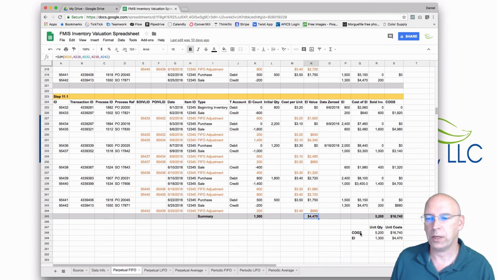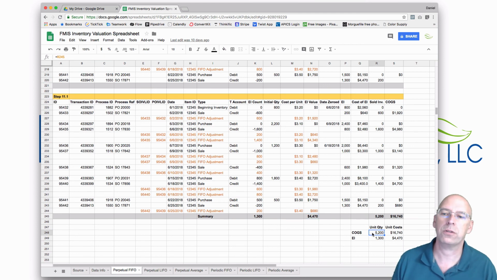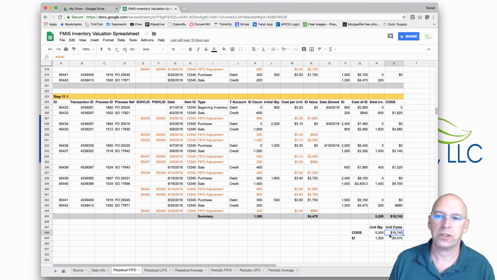And then there's a small table here. So our cost of goods sold, all the items that we have sold, we sold 5,200 units. Our cost of goods sold is $16,740. What remains in our warehouse somewhere is 1,300 units, and the value of the remaining inventory that we have is $4,470.